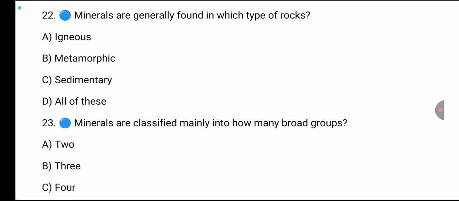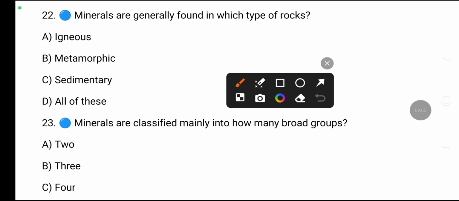Now moving on to question number 22. Which minerals are generally found in which type of rock? The options are igneous, metamorphic and sedimentary, all of these. The answer will be D, that is all of these.